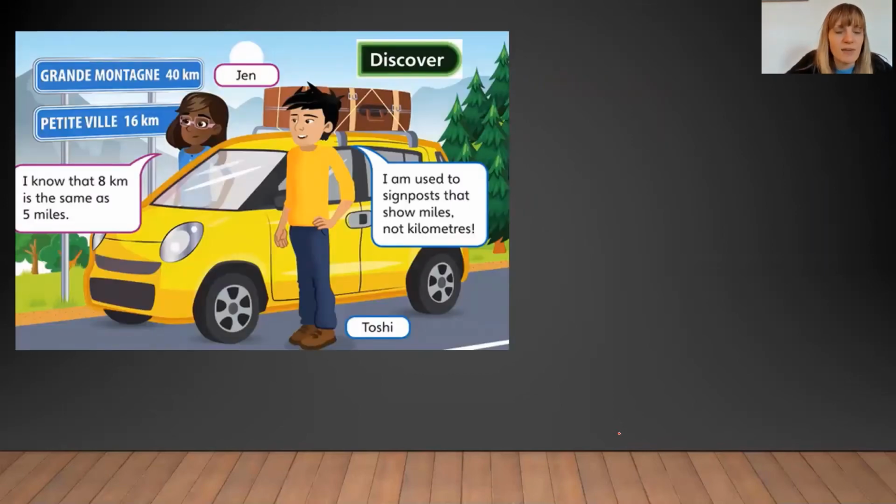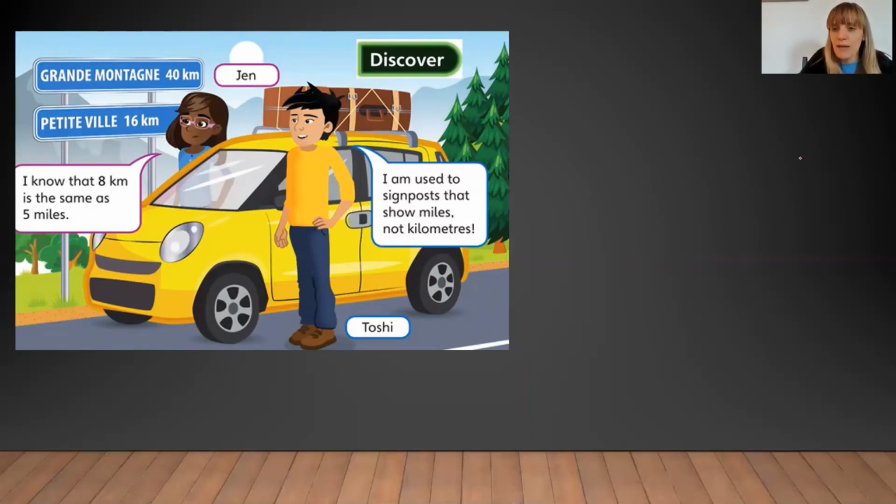So here's our Discover for today. You can see that Jen and Toshi, I think, are in France going on holiday, and they can see the signposts are in kilometres. Now, Toshi said, "I'm used to signposts that show miles, not kilometres. How am I going to know how far we're going?" Fortunately, Jen said, "Well, I know that 8 kilometres is the same as 5 miles."